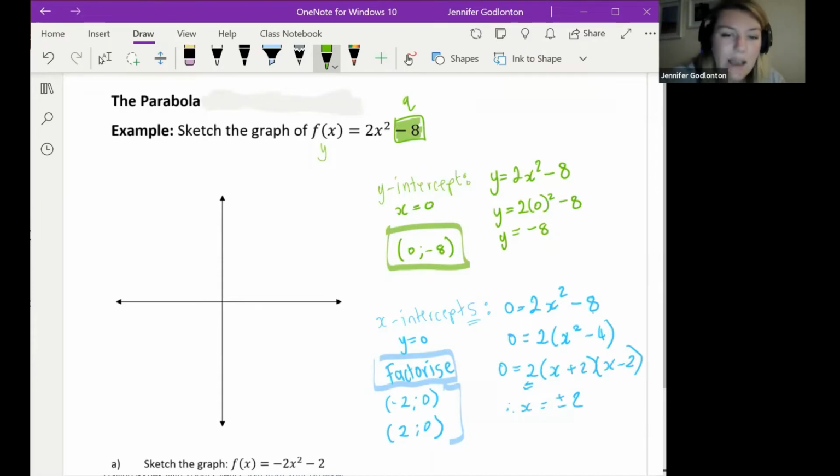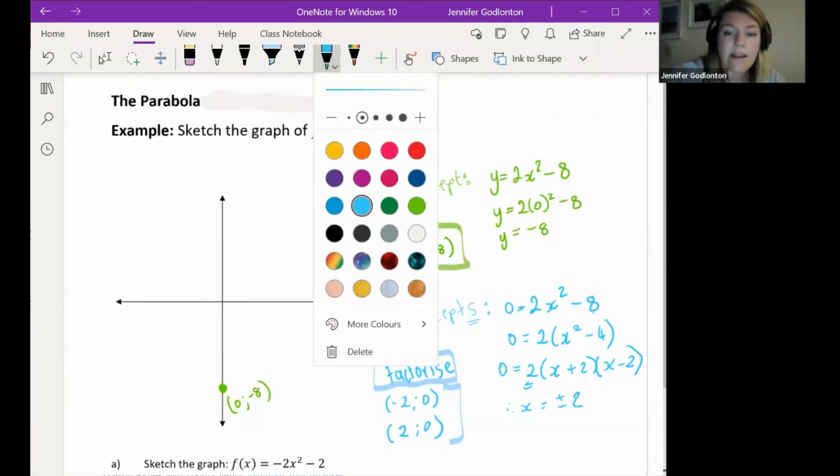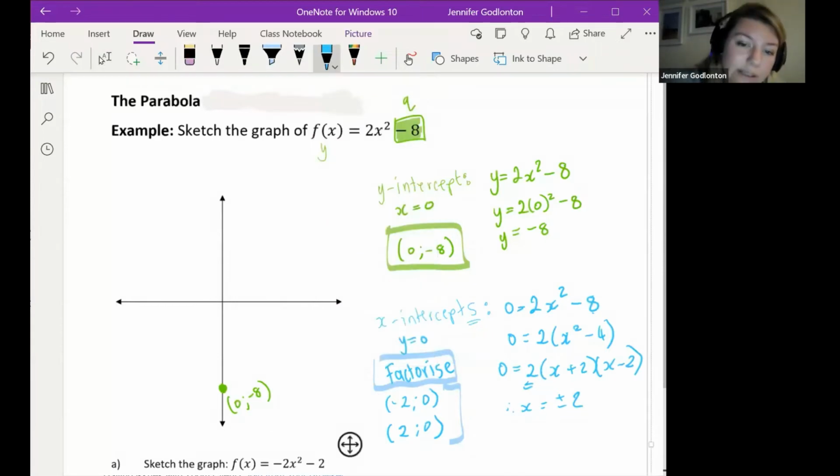So I'm just going to say, cool, that's going to be negative 8. So that's 0, negative 8. We always label our intercepts. And now I need to say 2 and 0. So that could be somewhere like there, 2 and 0. And then sort of symmetrical, negative 2 and 0.